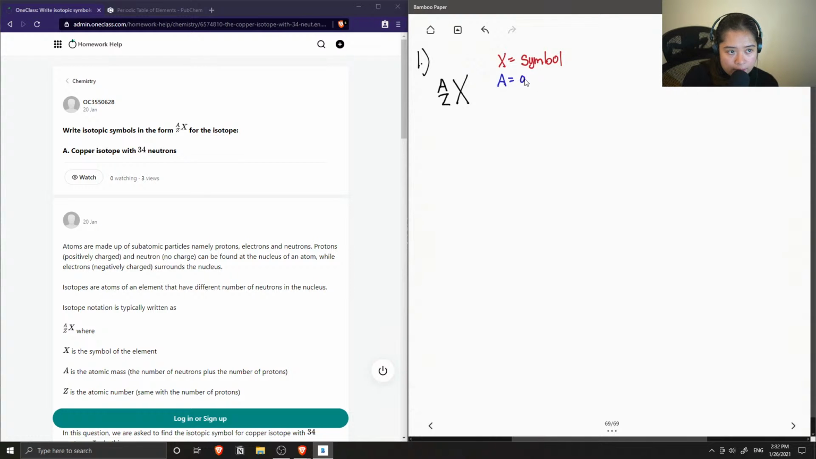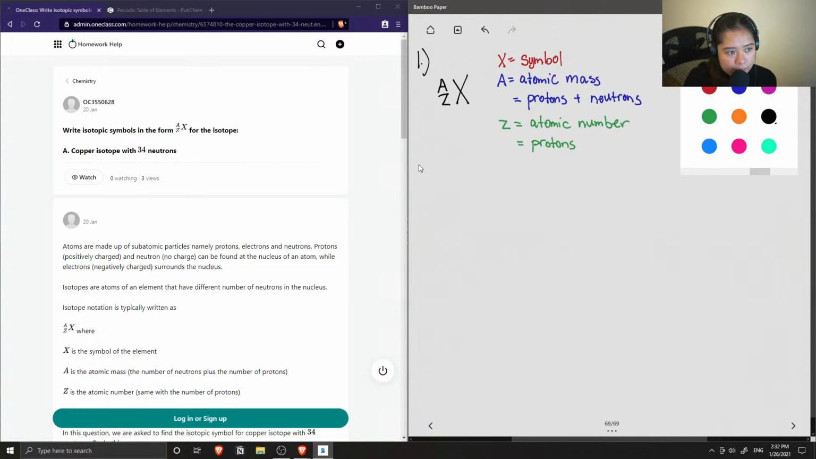A is atomic mass. And atomic mass is actually equal to the number of protons plus our number of neutrons. And finally, Z is our atomic number. And the atomic number is the same thing as our number of protons.